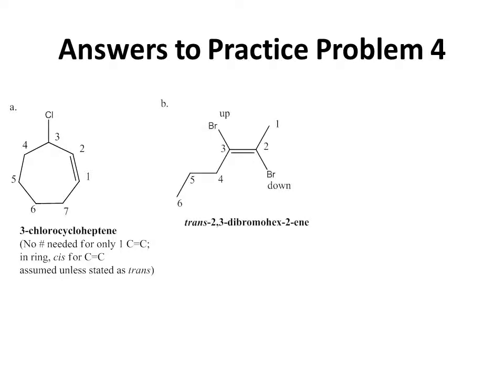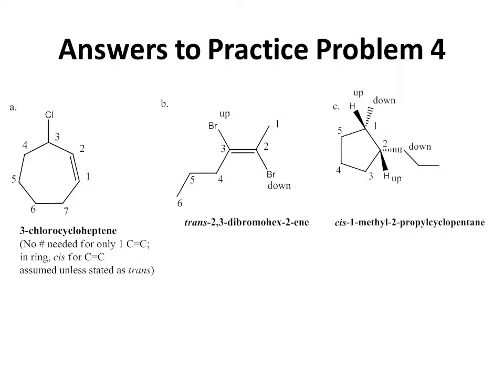In part B, we have bromines at positions 2 and 3, and the double bond is at position 2. Those two identical groups, the bromines, are pointing in opposite directions. The bromine at position 3 is pointing up, and the one at position 2 is pointing down. Thus, the prefix trans must be used, and the name is trans-2,3-dibromohexene.